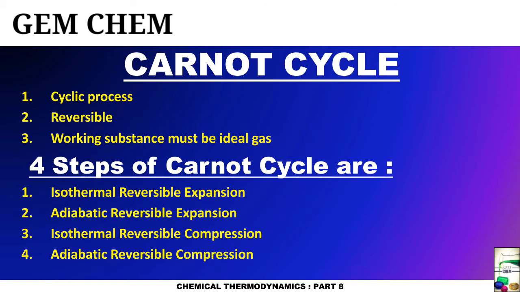Each and every step has different work involved, and this work will be needed to get the efficiency, so we will calculate the work done for each step. These calculations will be shown in a compressed manner, as for each case we have already derived the equations in previous videos. So we will directly use the formulas for isothermal, reversible expansion and compression, as well as adiabatic, reversible expansion and compression.